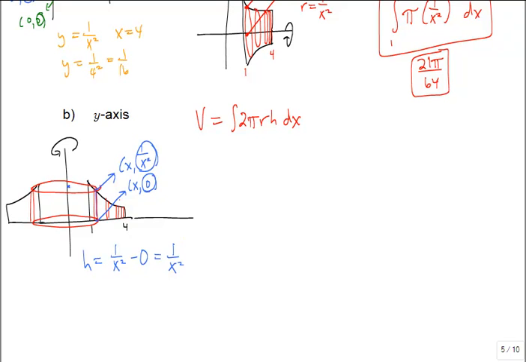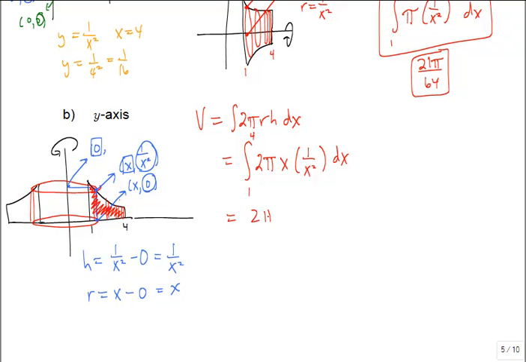The radius is this horizontal distance. This inside center point has an x value of 0. So when I take this x minus this x and do right minus left, the radius will just be x minus 0, or x. So my volume becomes 2 pi times this radius, which was x, times this height, which was 1 over x squared. And what are the bounds for x? Well, the original region was this region, which went from 1 to 4 on that x-axis. So my bounds need to be 1 to 4.